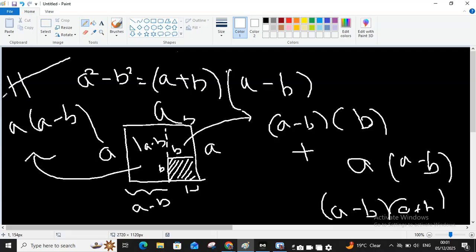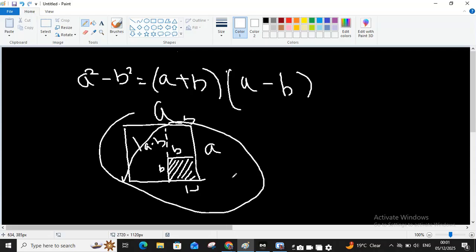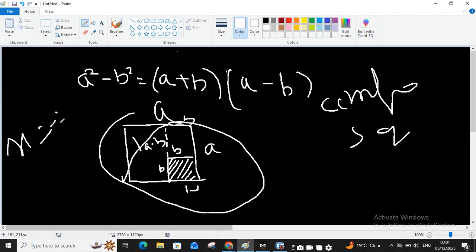This is one concept that you must understand: all the quadratics that we have come from the completing the square method. I will make a video soon about completing the square, and I will show you that this formula we wrote, minus b and so on, has come from the completing the square method only. Thank you guys.